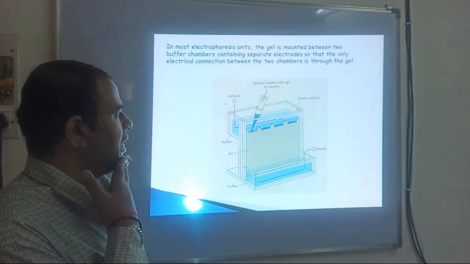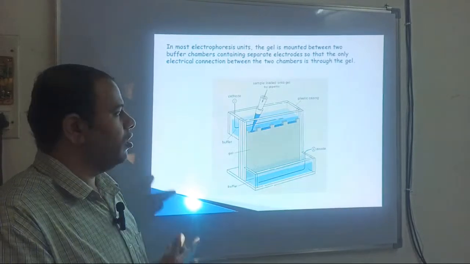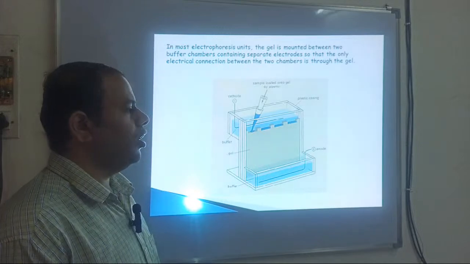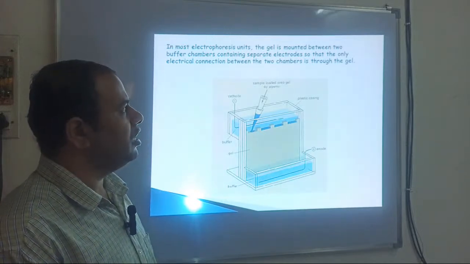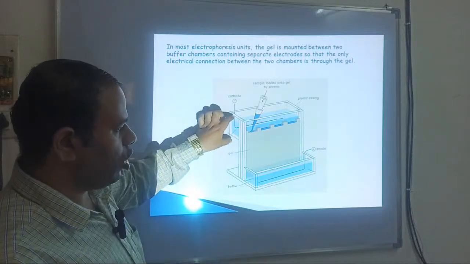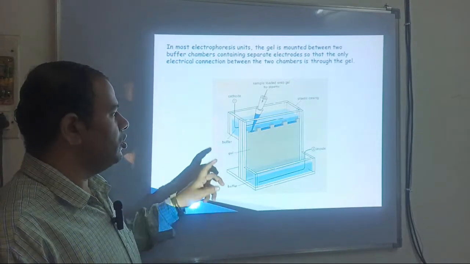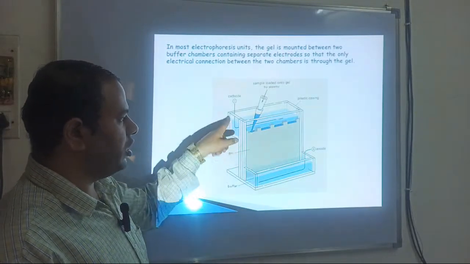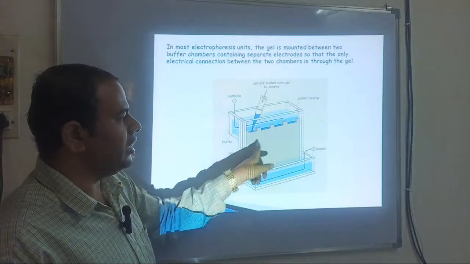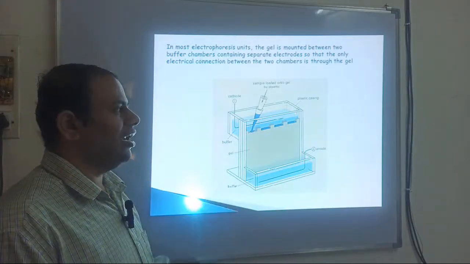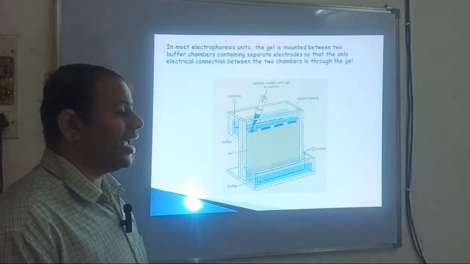Okay, now this is a vertical chamber I am showing you here, one example of electrophoresis. Generally, the vertical chamber is used for protein electrophoresis. Even for agarose, there are vertical chambers also. You can see there are two chambers, a top chamber and a base chamber. In the top chamber, the electrophoretic buffer is poured and there are wells present in the gel here.